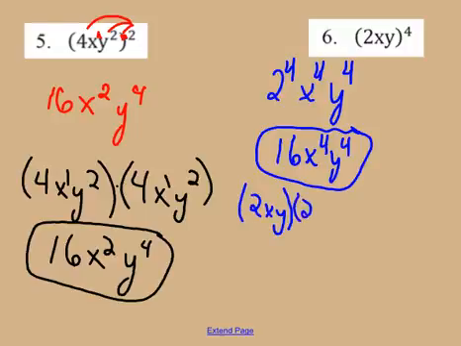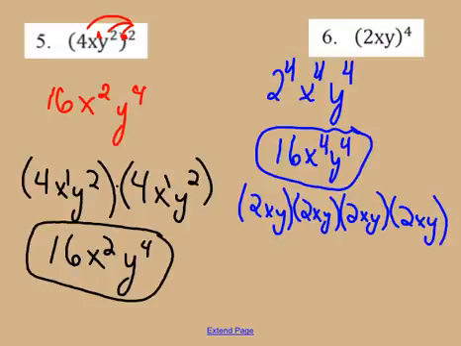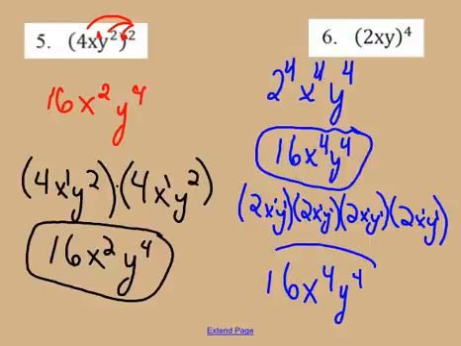2xy, 2xy, 2xy, 2xy. Now, there's no other powers, and all these are 1s. So I only want to write the base ones. So 2 times 2 times 2 times 2, we figured out is 16. Now x, I have 1 plus 1 is 2, plus another 1 is 3, plus another 1 is 4. And then I just want to write y once, so I have 1 plus 1 plus 1 plus 1 is 4 also.